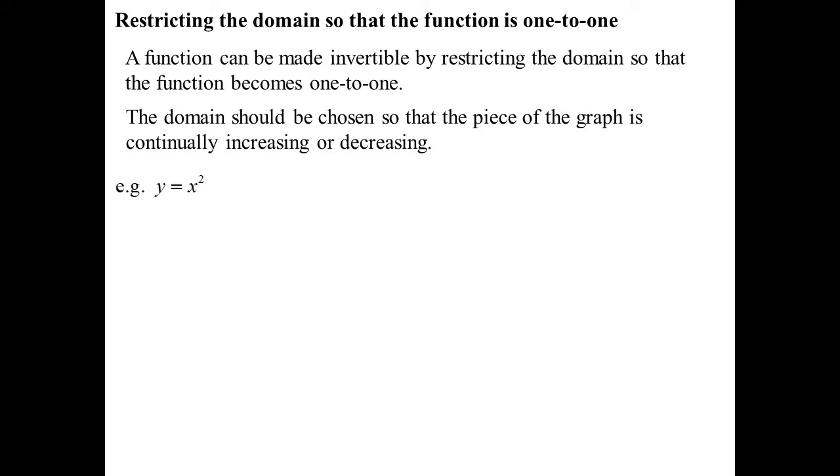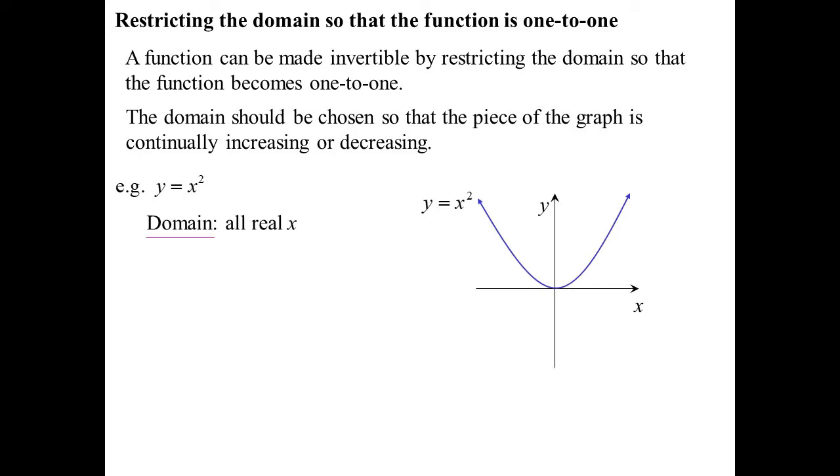So we want to get a piece that's always increasing or always decreasing. So let's have a look at our parabola. There's y equals x squared. Now, we know, yes, the domain for that's all real x. The range is y is greater than or equal to 0, but it doesn't have an inverse. It fails the horizontal line test.